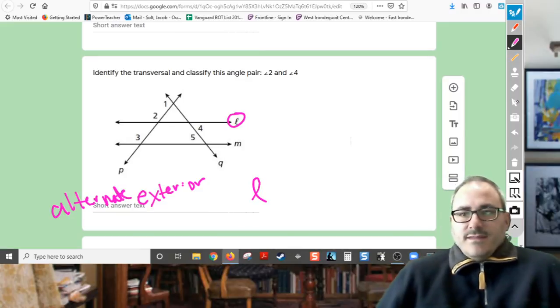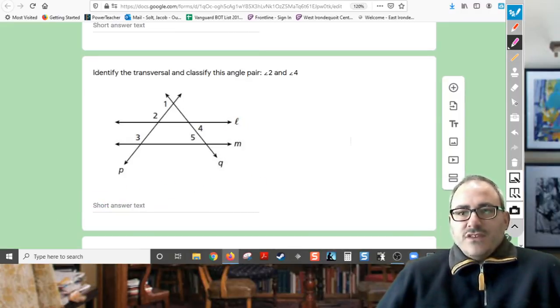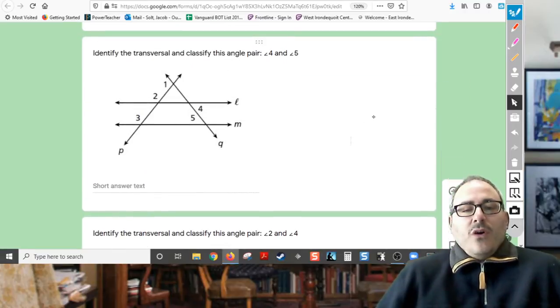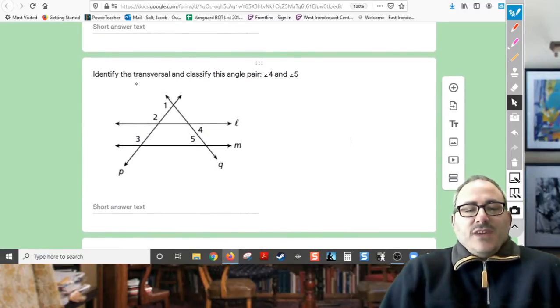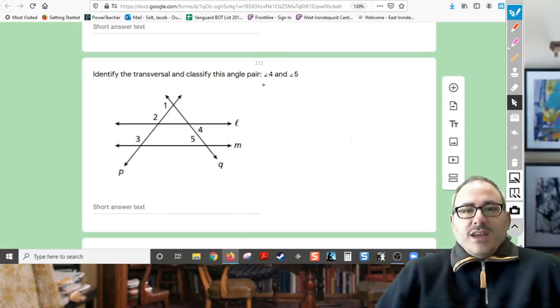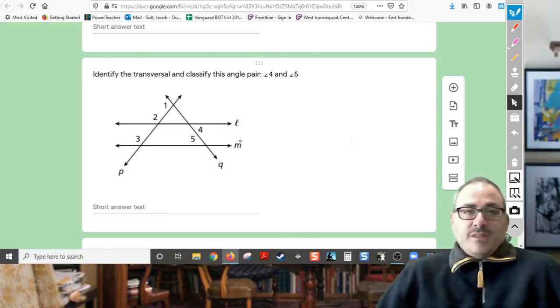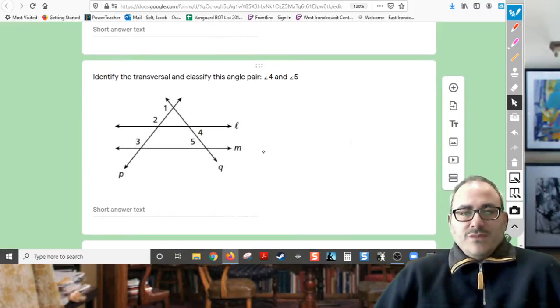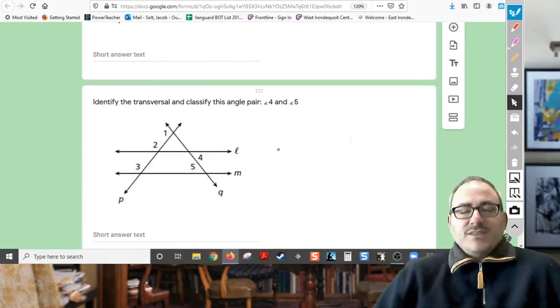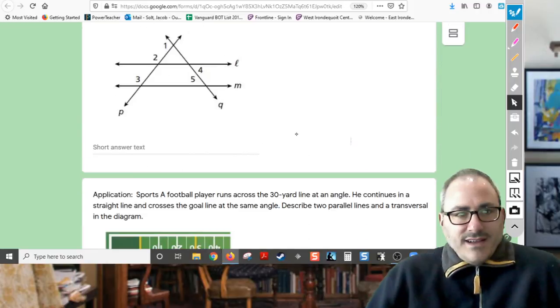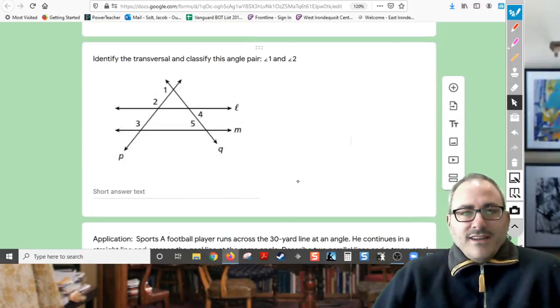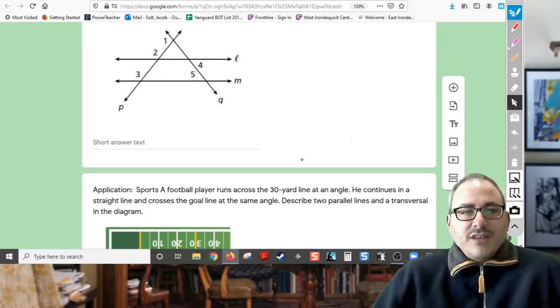All right, and I think I neglected to also identify the transversal on these other ones. I probably won't hold you to that, but it did ask to identify the transversal. So even here, when I said 4 and 5 are on opposite sides of the transversal and interior to the parallel lines, I would have to identify that Q was the transversal, and for that other one as well. I'll let you do this one on your own.